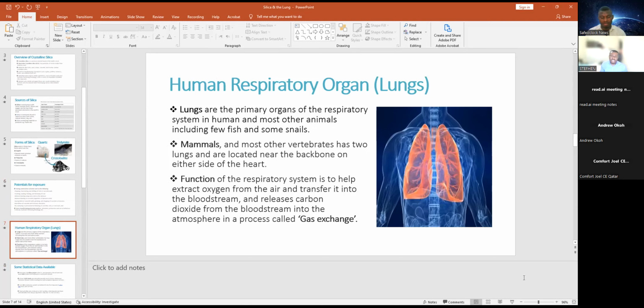Now, like I said from the beginning, we cannot talk about silica without having an overview of what organ in the body is affected. We all know from our elementary biology that we have a pair of lungs. The major primary function of the lungs is for respiratory purposes. Its function is for us to take in oxygen into the body and bring out carbon dioxide through the process called gas exchange. This is just for us to remember our elementary biology, to understand how vital and important the lung is to humans.